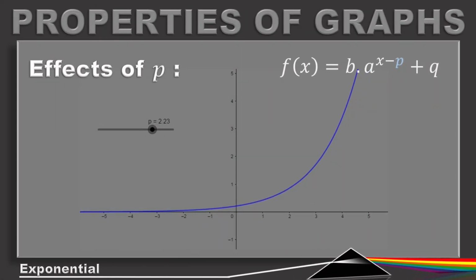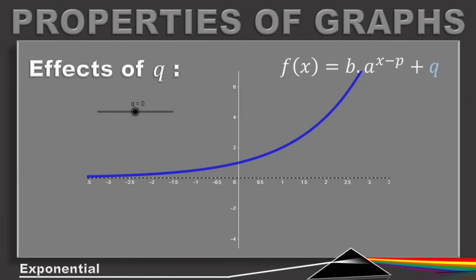And then the p-value, we saw left and right. So if the p-value is positive, it goes to the right, negative goes to the left. But remember also here, if you have a function x plus p, it actually moves to the left, and if you have a function x minus p, it actually moves to the right. Okay, just in terms of the function there.